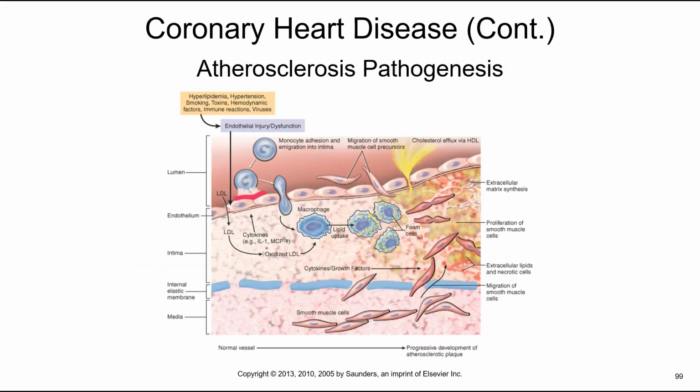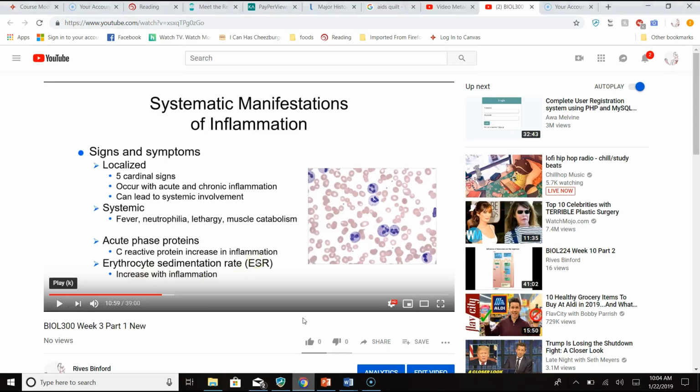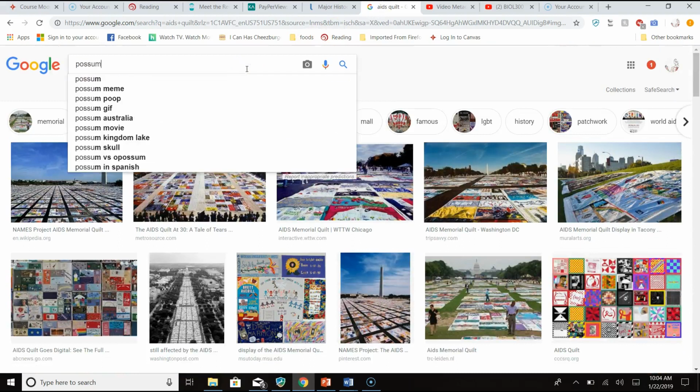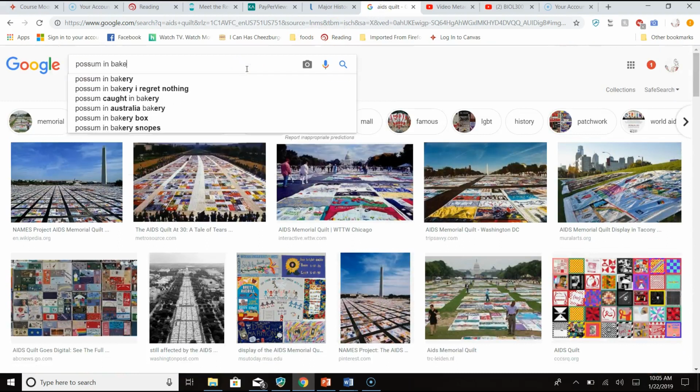I think I promised you a possum in a bakery last week. So let's look for my possum in a bakery. I've been having some upload issues this morning, by the way. There's a reason it's delayed, and it's not that I'm just slacking off here. So possum in bakery.